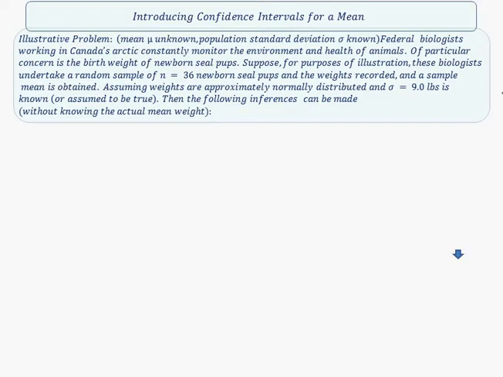To illustrate our theory, we're choosing an example here of the birth weight of newborn pups, say in the north. We want to find an estimate of the population mean. So we take a sample of 36 newborn pups, and we know the standard deviation sigma is 9.0 pounds. Mu is unknown, we're trying to estimate it.